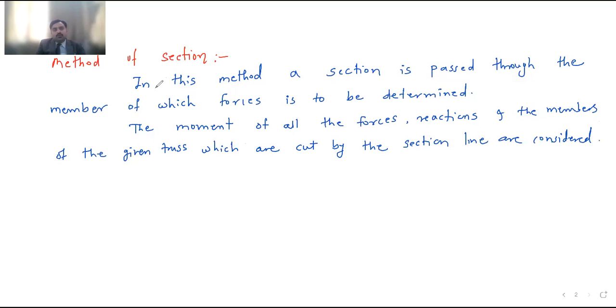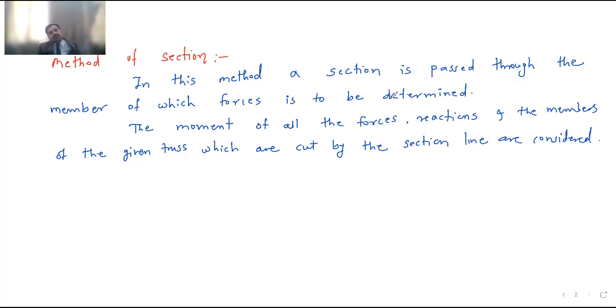Okay, see here, what is in this method, a section is passed through the members of which forces is to be determined. So in the method of section, where we want to calculate the forces in the members, we have to pass the section through those members, that is given in the first para. Secondly, what is mentioned over here, the moment of all the forces, reactions, and the members of the given truss which are cut by the section lines are considered. So the members which are cut by the section lines, those only consider while taking the moment.